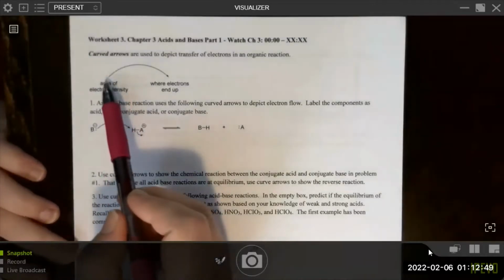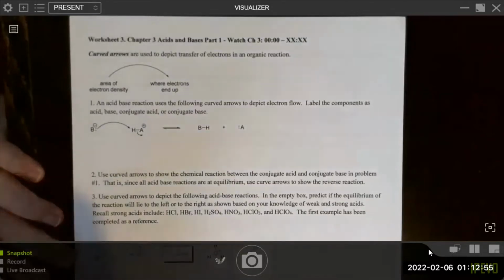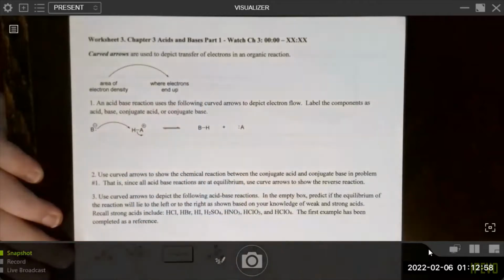They start from an area of electron density, which could be a bond or it could be a lone pair. And then the arrow head points to where those electrons end up. So they're either going to depict the formation of a bond, and we do that by pointing directly at an atom. They could also depict the formation of a pi bond, in which case we would typically move it to between atoms to show a secondary bond forming between those two atoms. And they could also end up as a lone pair, and for that we would also point directly at the atom. So let's go ahead and look at an example in question number 1.